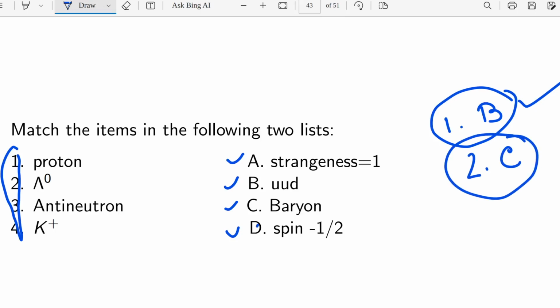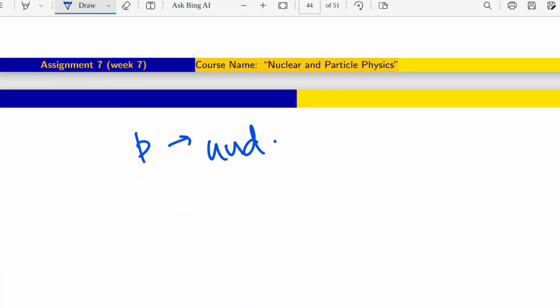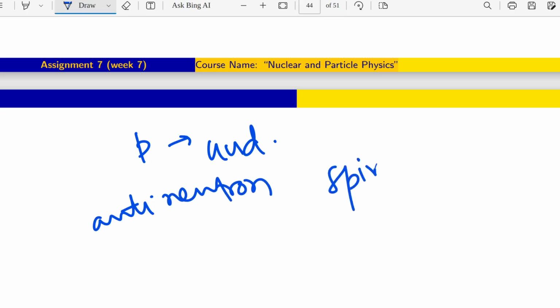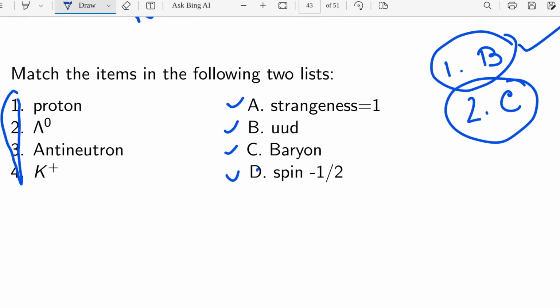Now coming to antineutron. Okay. So neutron has spin what? Neutron has spin half. Right? So antineutron means this is the antiparticle of neutron. So antineutron spin is minus half. So you can see that from this expression, this is the D. That means 3 will be D. Now coming to K plus.